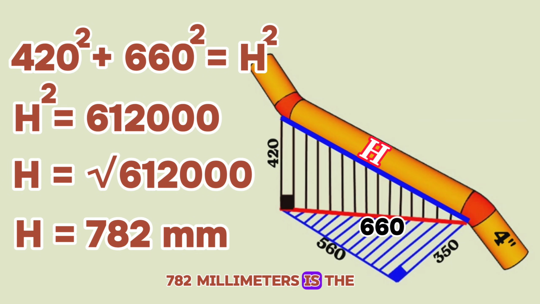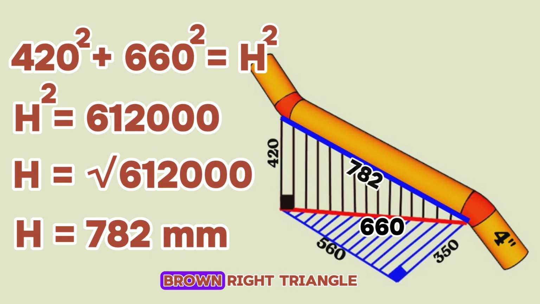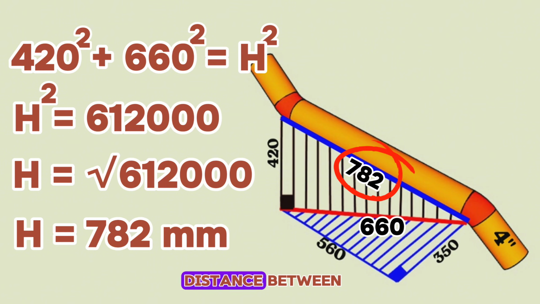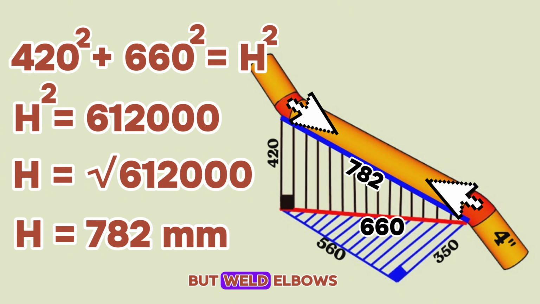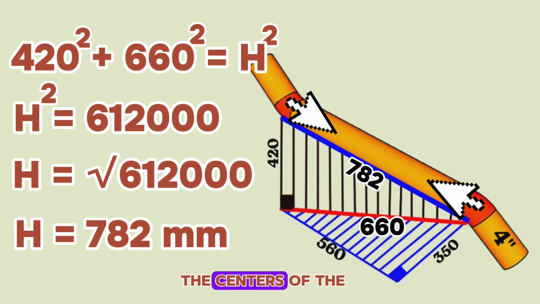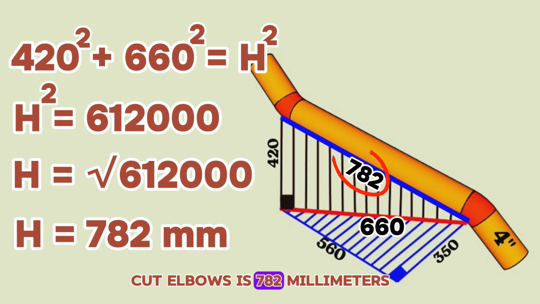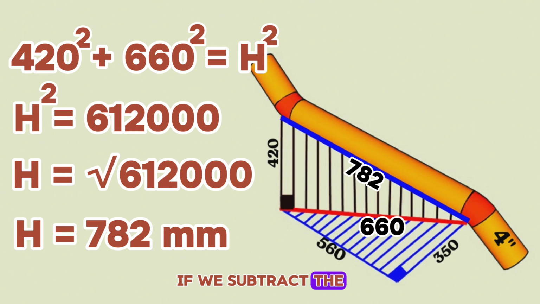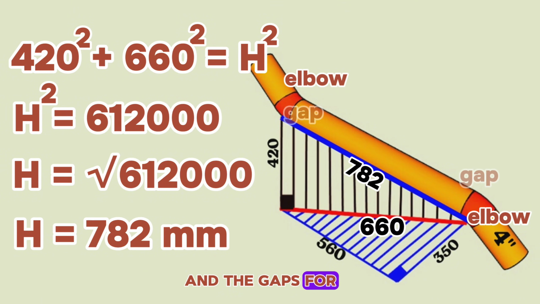782 millimeters is the hypotenuse of the vertical brown right triangle and is also the distance between the centers of the butt weld elbows. So, the overall length between the centers of the butt weld cut elbows is 782 millimeters. If we subtract the lengths of the cut elbows and the gaps for welding from this total length, we can find the length of the cut pipe section.